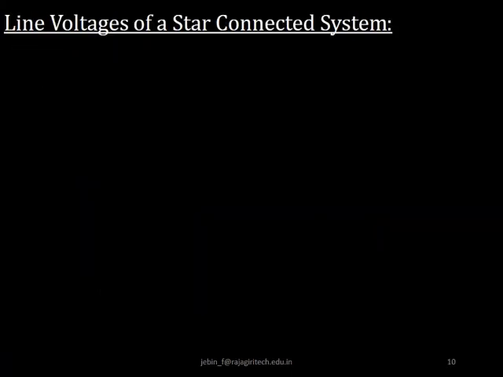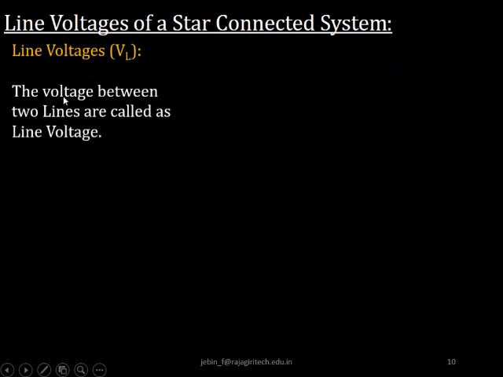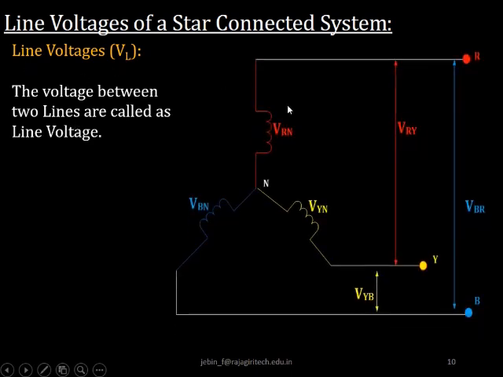Next, we are going to define what we mean by line voltage of a balanced star connected system. So let us define what is line voltage. Now the line voltage is nothing but the voltage between two lines. If you consider a three-phase system which is connected in star configuration, you know that VRN, VYN and VBN represent the phase voltages. Now the line voltage is defined as a voltage between two lines. So here VRY represents the line voltage which is between R and Y.